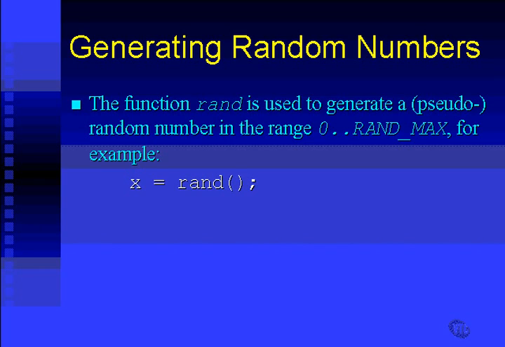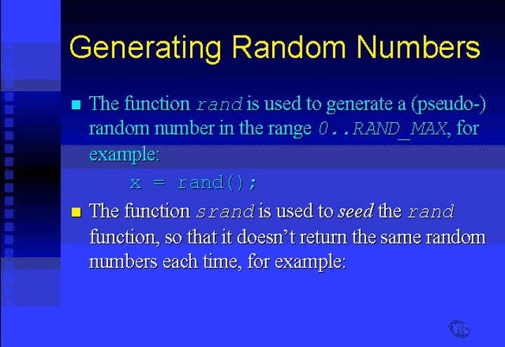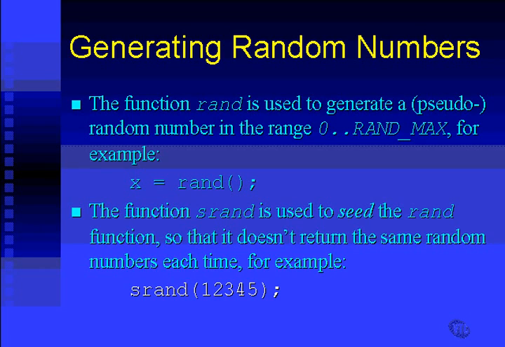Now, I said it was a pseudo-random number. Probably the best thing for me to do is to show you an example of that and show you what pseudo-random numbers actually are. And then you'll find that they're not really random enough. You can use a second function called srand, S standing for seed, to seed the random number generator so that you don't get the same random numbers every time. And you just pass it some number. So I guess the best thing for me to do is to show you an example of that so you can see what I'm talking about.